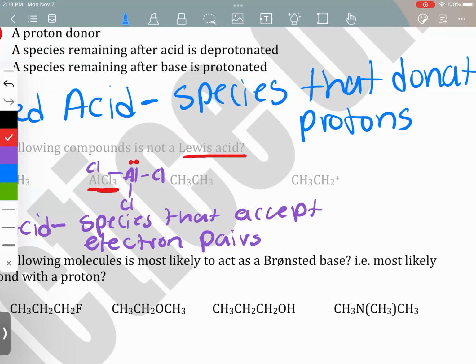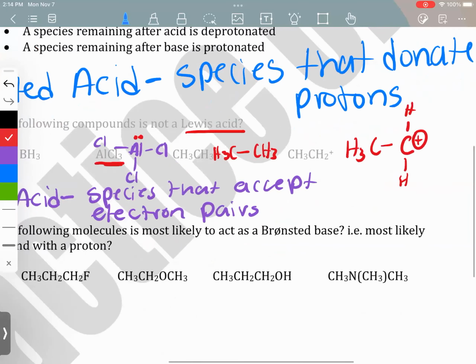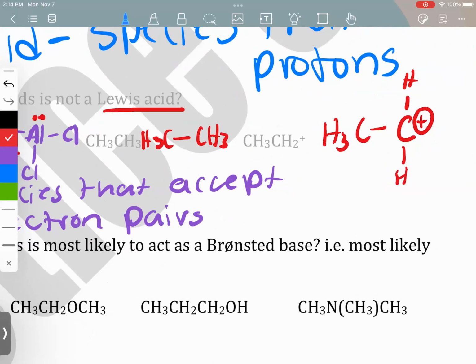Okay, CH3. Write it like this: H3C, that's the CH3. And then the last one, CH3CH2 plus. Let's spread that out. It's like H, and then a positive charge. So out of the 2 species here, the CH3 and the CH3CH2 plus, which do you know is definitely a Lewis acid?